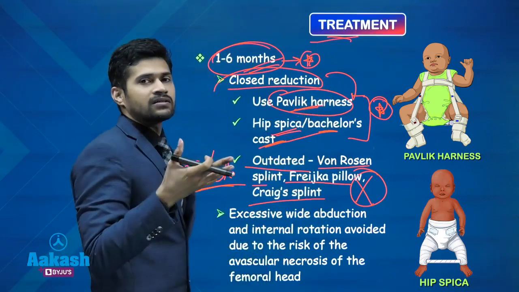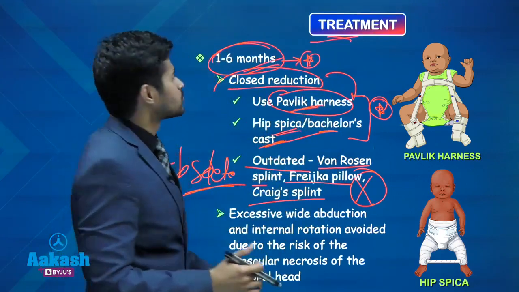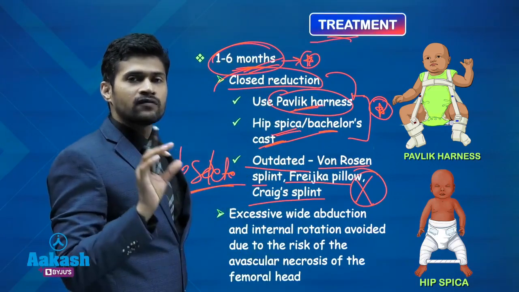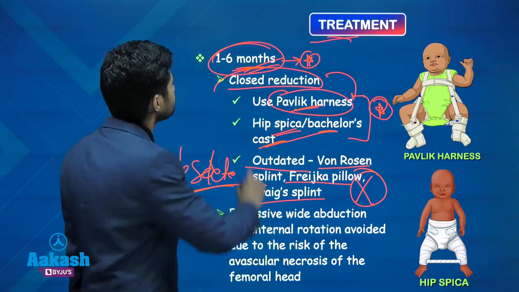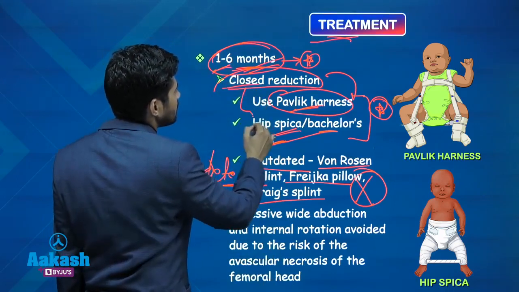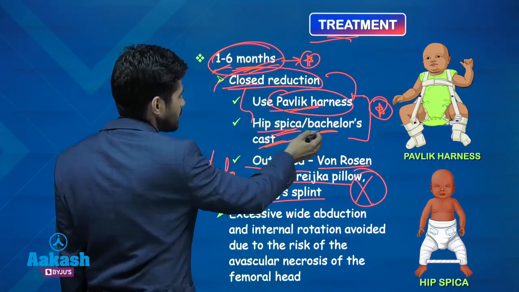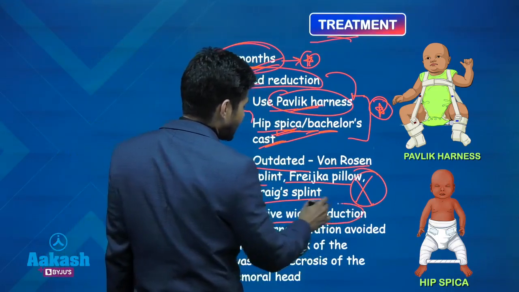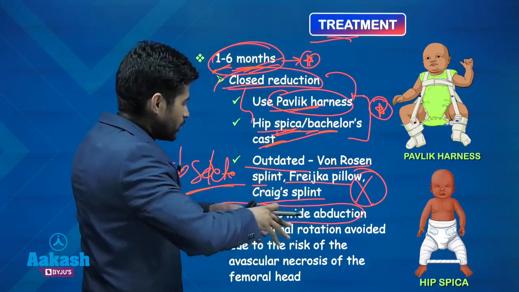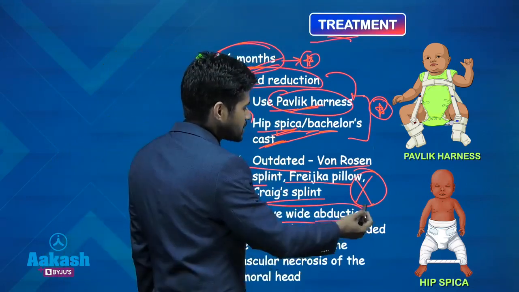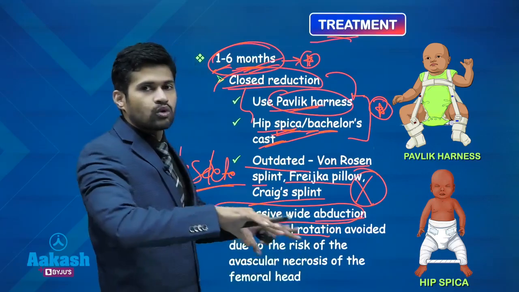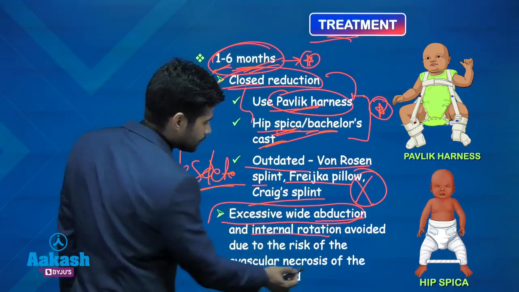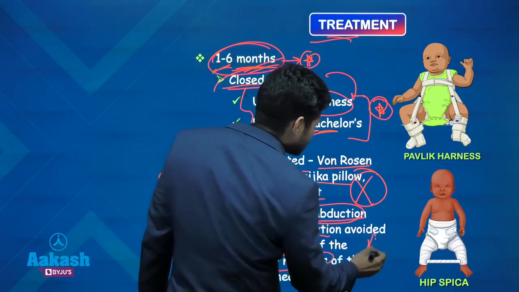They can ask what is the treatment of choice in 3 years, 6 years, 10 years, 12 years, or 1 to 6 months. So you have to remember the treatment of DDH according to the age group. In 1 to 6 months, closed reduction, then use a Pavlik harness or a hip spica bachelor's cast. And also remember excessive wide abduction, because you are abducting to reduce the limb. Excessive wide abduction and internal rotation of the femur to contain the femoral head can lead to AVN of the femoral head. That is a complication. Avascular necrosis of the femoral head.